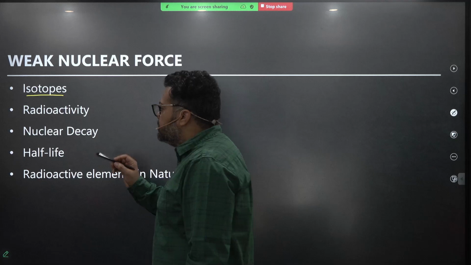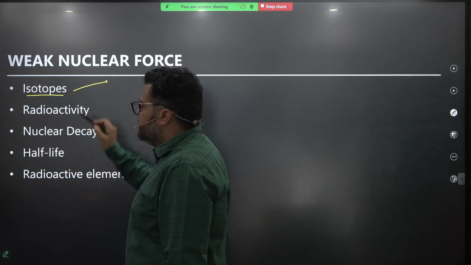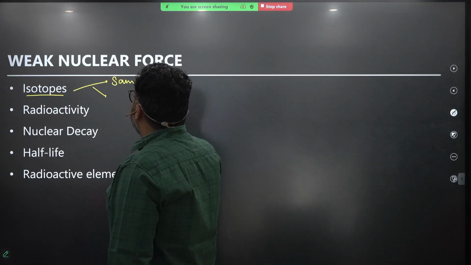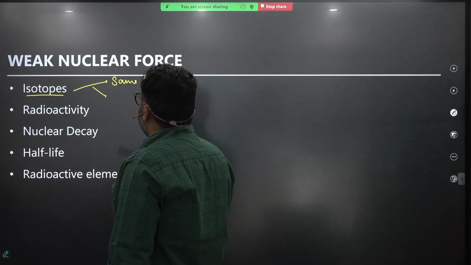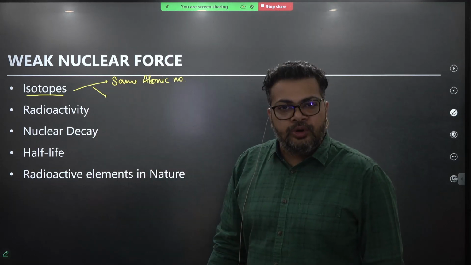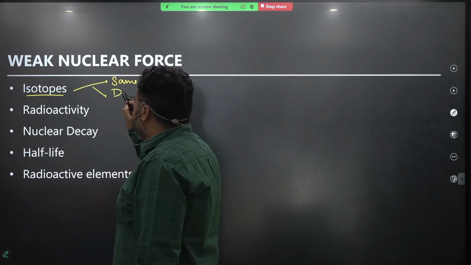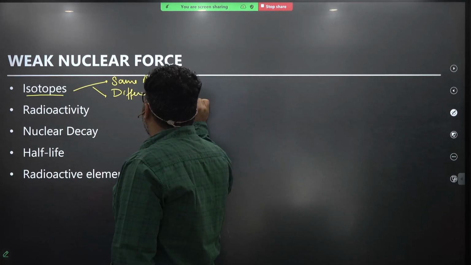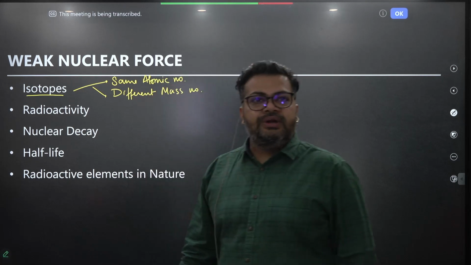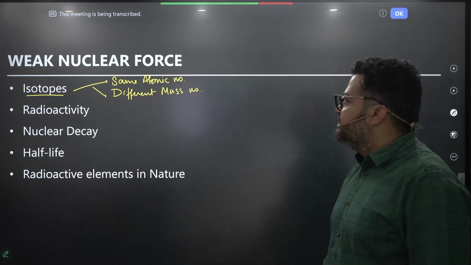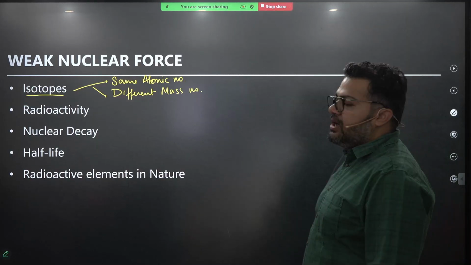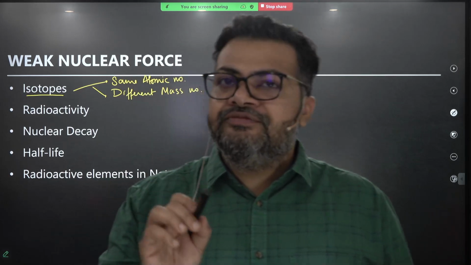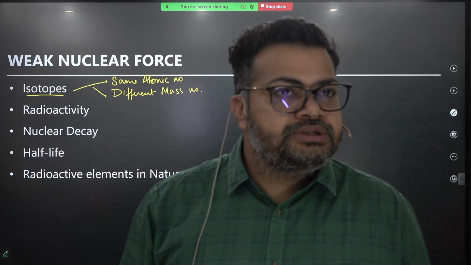So what is an isotope? Isotopes are basically those elements which have got the same atomic number but different mass numbers. Guys, what do you understand by this? I said those elements which have got the same atomic number but different mass numbers, we call them isotopes.